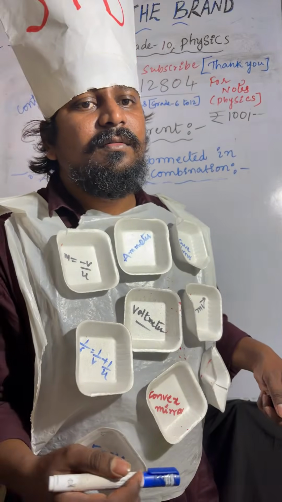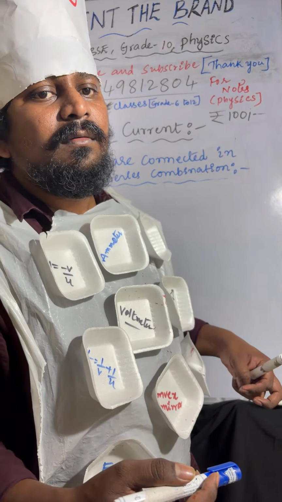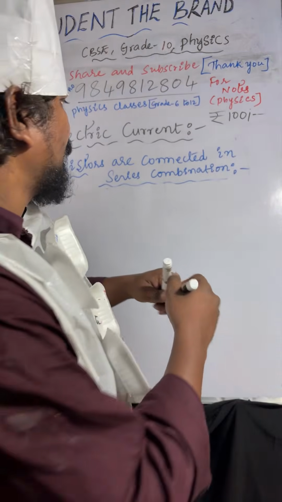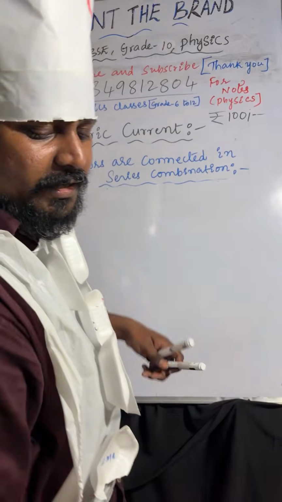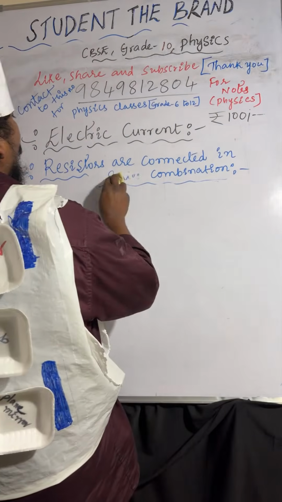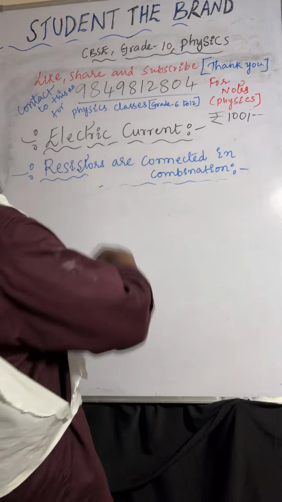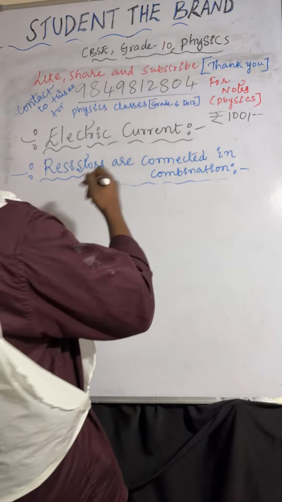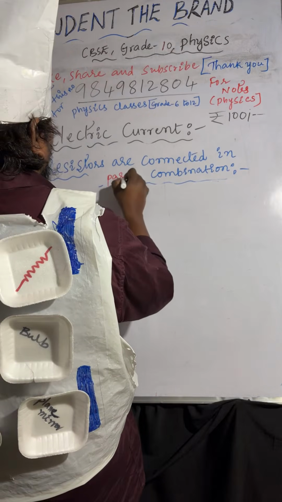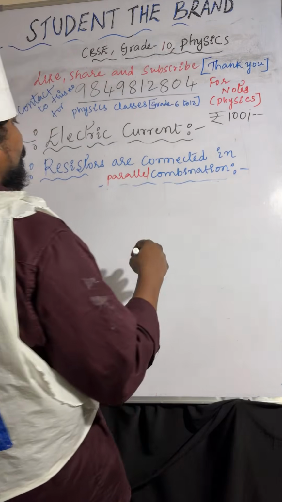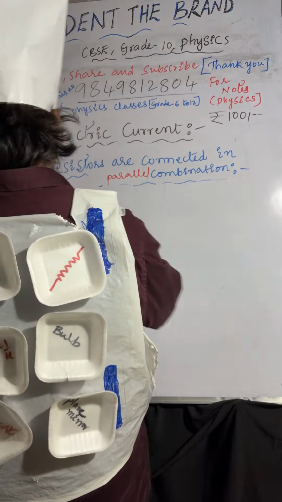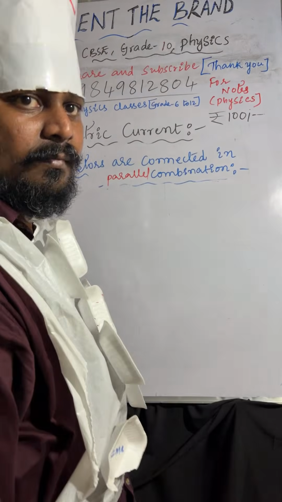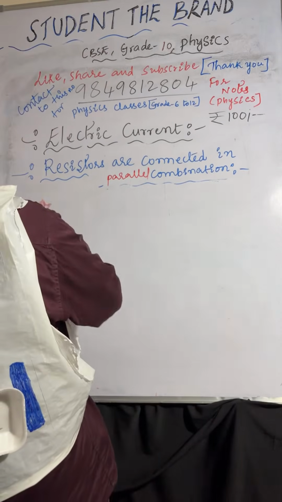So you can see now. Parallel combination, resistors are connected in parallel combination. Now you can observe.